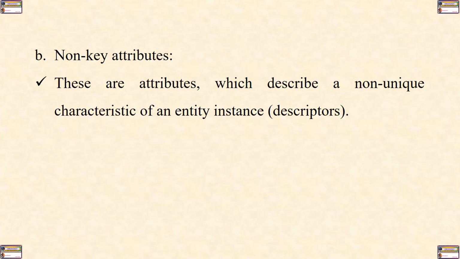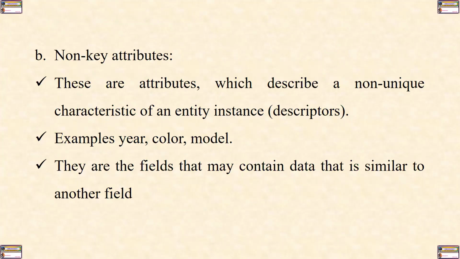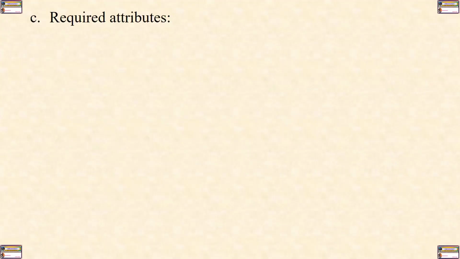Number 2, we have what we call non-key attributes. Now, these are attributes or fields which describe a non-unique characteristic of an entity. For example, a name. Another example is the color, the model. Now, they are the fields that may contain data that is similar to another field. But the key attribute, wherever it will appear, must have the same data.